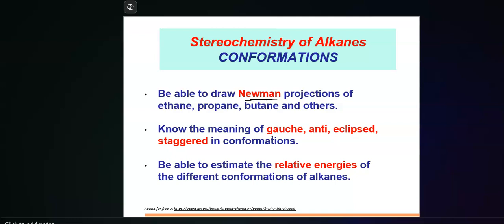You also should know the meaning of gauche, anti, eclipsed, and staggered conformations, and be able to estimate the relative energies of different conformations of alkanes, because some conformers are more stable than others. You should be able to give an idea of why one conformer would be more stable than the other. And if you're given the values of the interaction between different groups, you should be able to calculate the relative energies of different conformations of the alkanes.